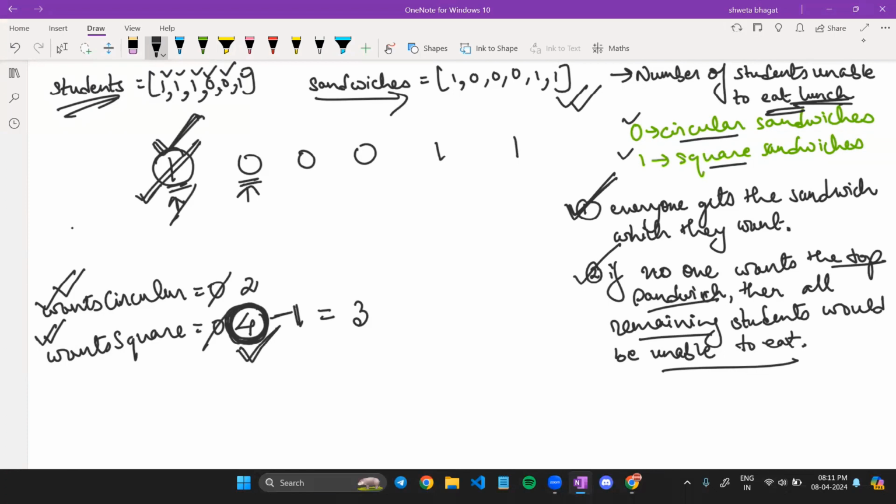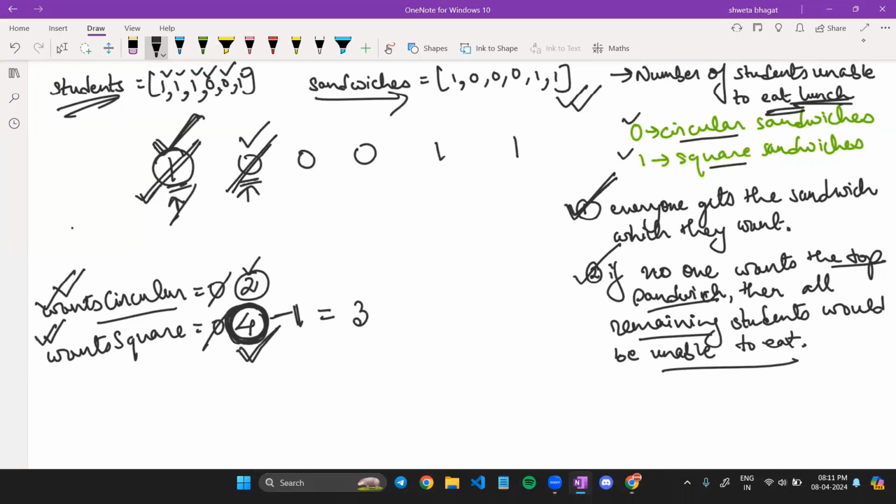Now what is at the top of the stack? At the top of the stack, we have a circular sandwich. Now we will check: does any child exist who wants a circular sandwich? We can see that the count of want circular is not 0. Correct. So what does it mean? It means that there exists some student who wants a circular sandwich. Since there exists such a student, we will assign this sandwich to a child.